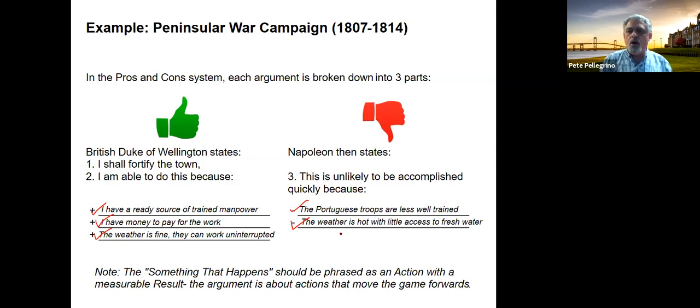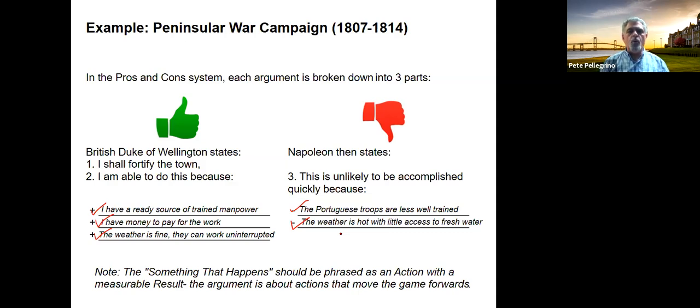Now, notice the nuance here in the argument. Napoleon is not arguing that Wellington cannot fortify the town. He is arguing that he cannot fortify the town quickly. And that's an important distinction. Matrix gaming doesn't work well when one side says up and the other side says down. It just says no, I want to do something, and the other side just keeps saying you can't do that, because something has to happen.